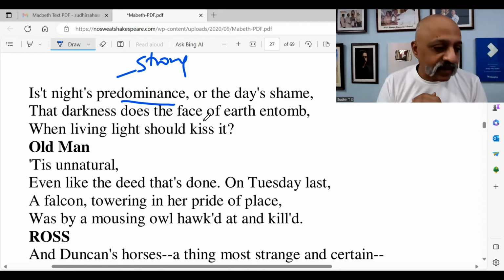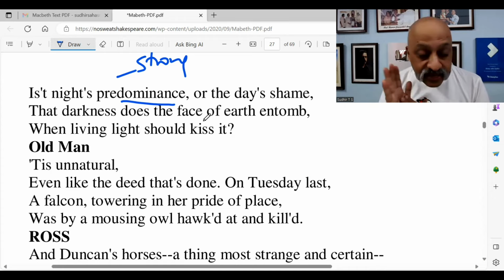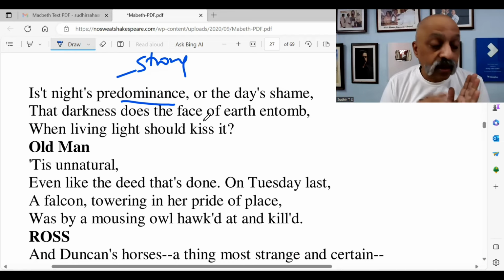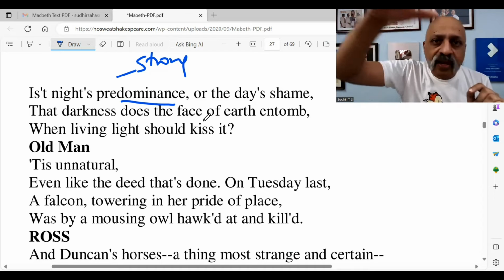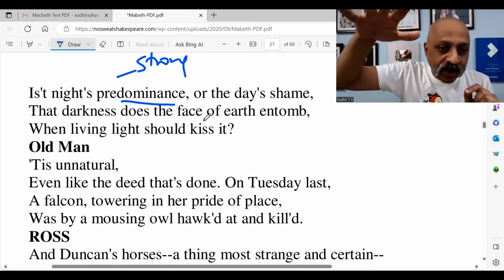Even like the deed that is done on Tuesday last, a falcon towering in her pride of place was by a mousing owl hawked at and killed. So he's now talking about what happened last Tuesday. He says that it is unnatural, just like the murder that has been committed just now in Macbeth's castle. Last Tuesday, a falcon was soaring. Falcon is an eagle or a hawk kind of a bird.